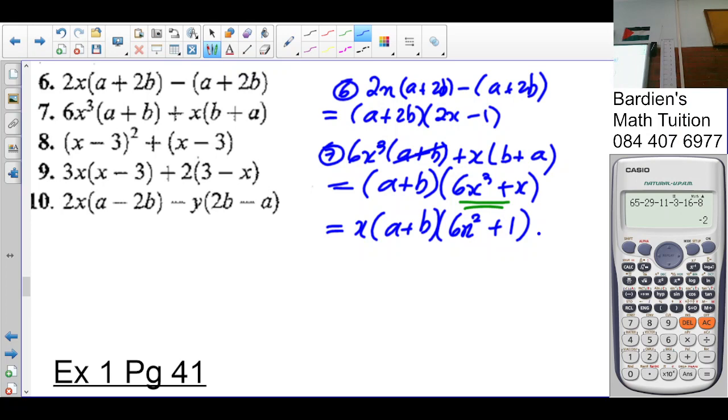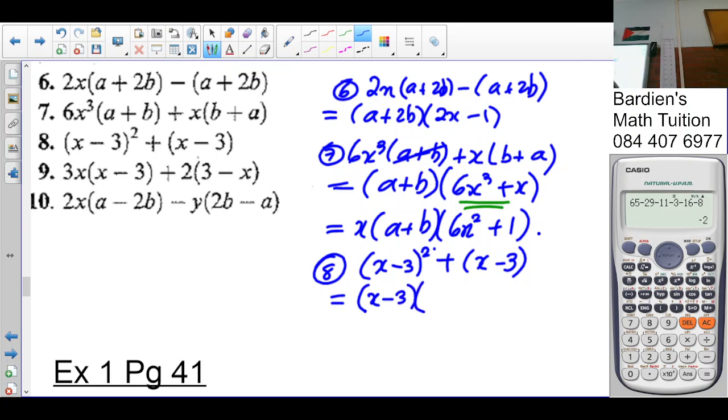Let's look at number 8. You got x minus 3 squared plus x minus 3. People, what does that square mean? It's written out twice. So what is now common? x minus 3 is common, not so? What am I left with? X minus 3, which is the other bracket, plus 1. Remember there are two brackets there, x minus 3 times x minus 3. Do I leave my answer like that? No. Why? Because there's like terms inside this bracket.